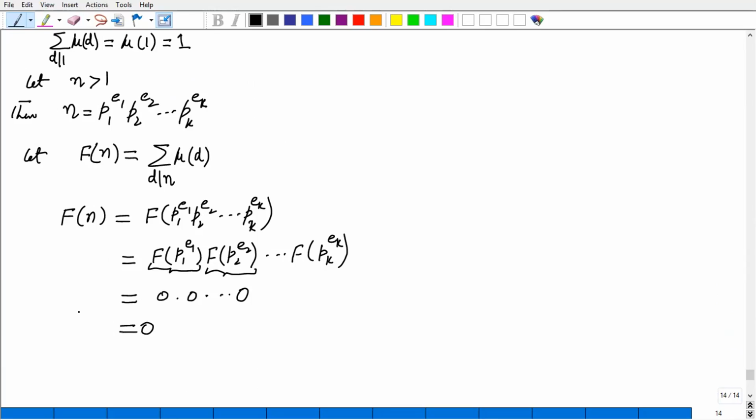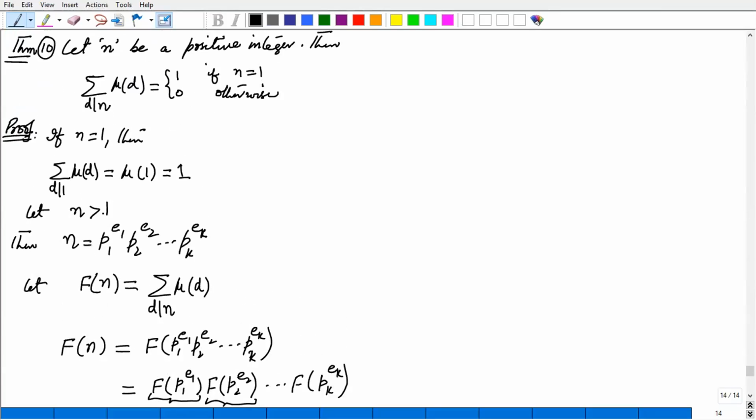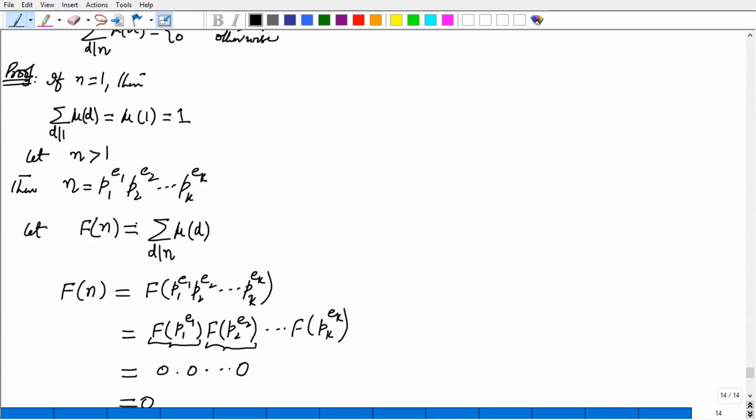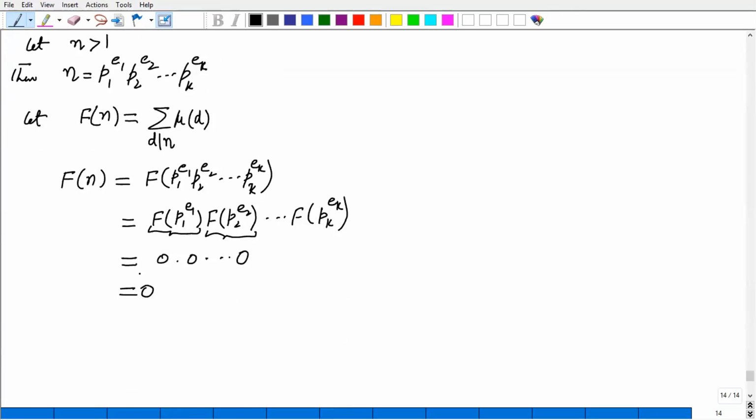So it means F of n is 0. F of n is 0 means this function is 0 for all other values. So it is 1 when n is equal to 1, as we have proved now. And for all other values, when n is greater than 1, this gives us 0.